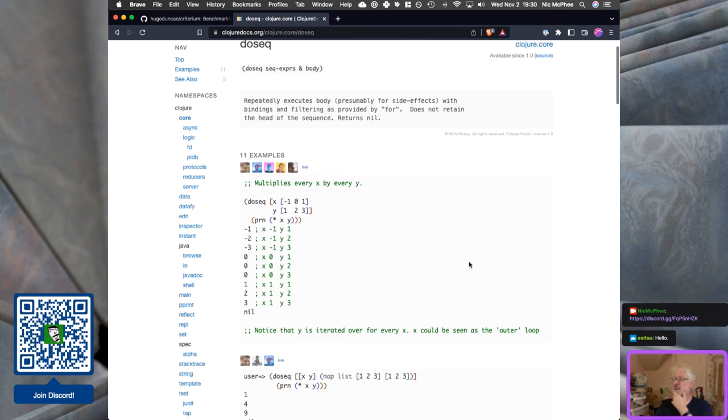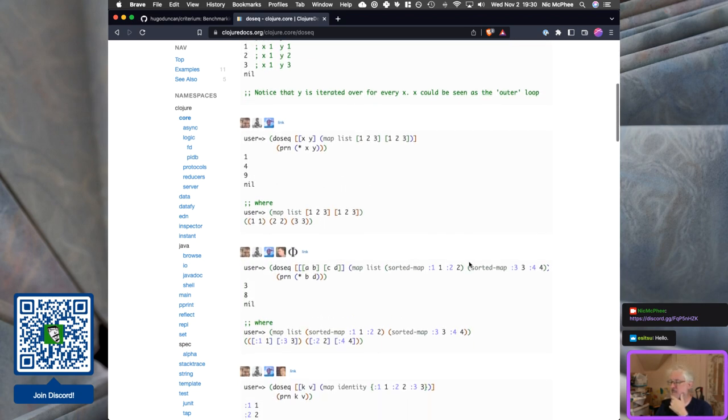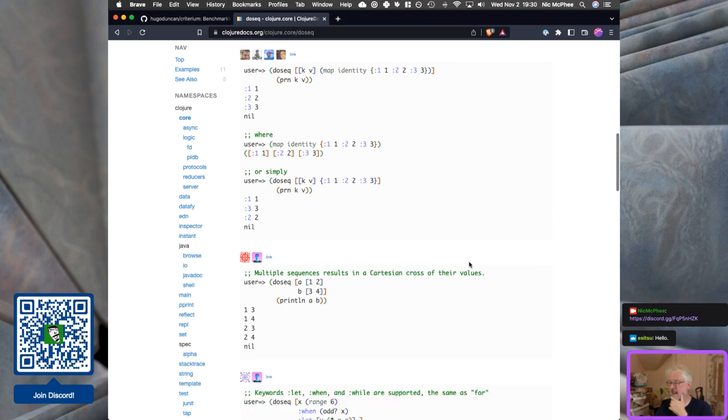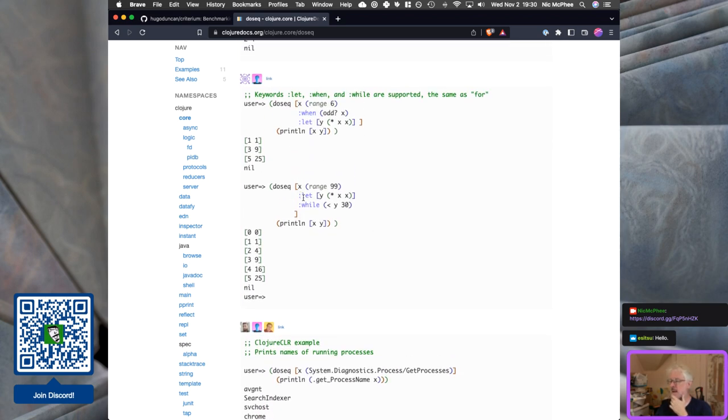So doseq. There are some nifty things like that I can do in here, aren't there? Oh, yeah, right. Okay, here. Lat. That's not really what I wanted.